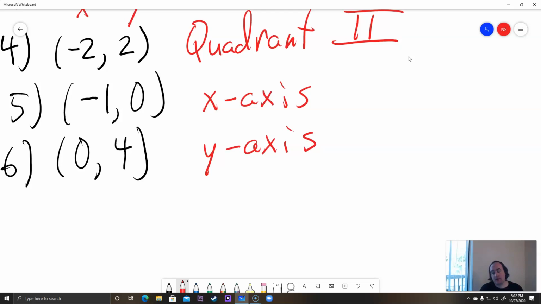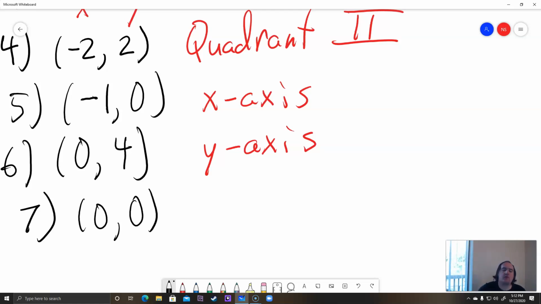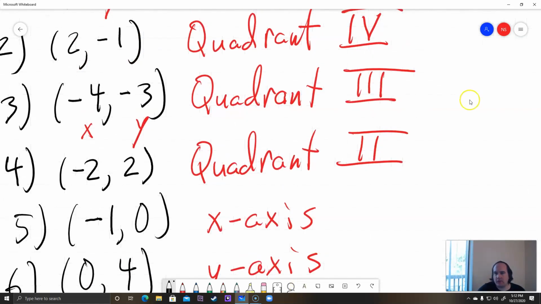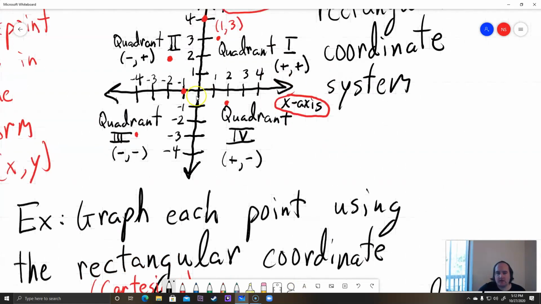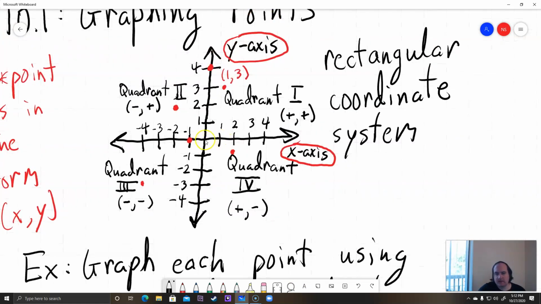Okay. And believe it or not, there's one more case. So this is the very last problem we're going to be doing here. Last example. Okay, so number 7 is the point 0, 0. So the point 0, 0 is a very important point. So x is going to be 0, y is going to be 0. So since x is 0, that means we're in the middle here. So we don't go left or right. And then since y is 0, we don't go up or down. So 0, 0 means we're right here in the very middle of our graph.